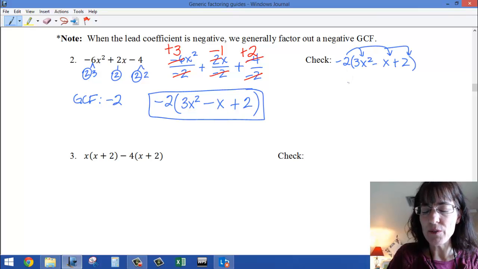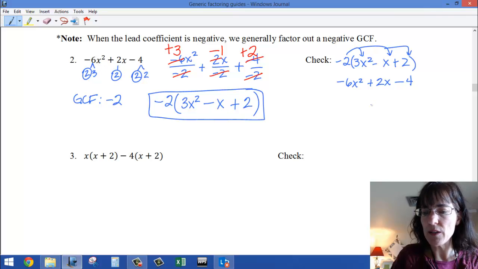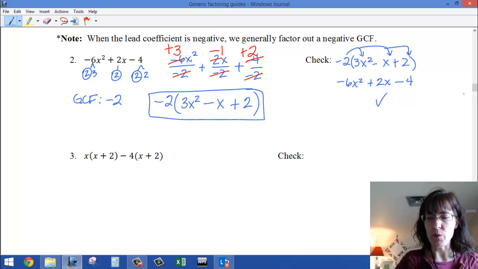So I have negative times positive, so a negative 6x squared, and then negative times negative, so a positive 2x, negative times positive, so a negative 4. And so negative 6x squared plus 2x minus 4. And that comes out exactly as the original. So I know that I got all my signs right, and that what I have in my factored form is equivalent to what I started with.